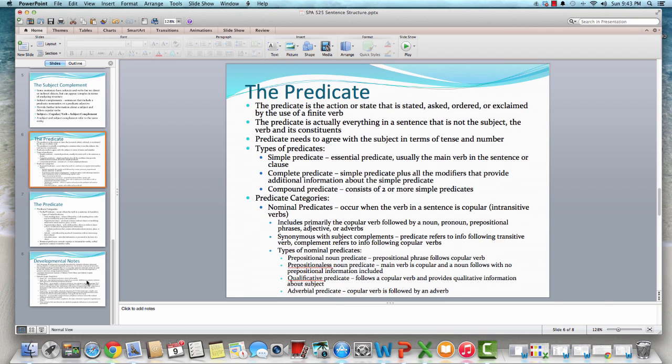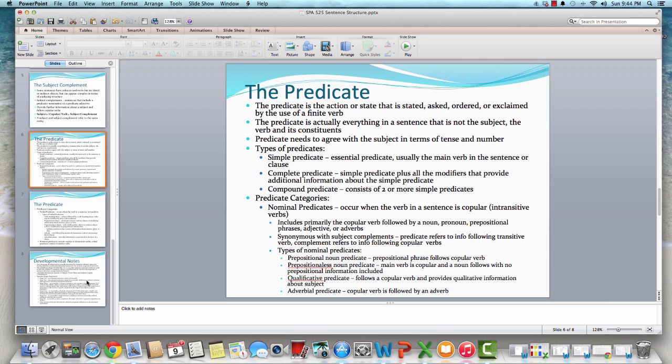So the types of predicates. We have a simple predicate, which is the essential predicate, usually the main verb of the sentence or the clause. And we have the complete predicate, which is a simple predicate plus all the modifiers that provide additional information about the simple predicate. And then we have the compound predicate, which consists of two or more simple predicates. So, the mist descended and evaporated. The subject is actually doing two actions in the sentence.